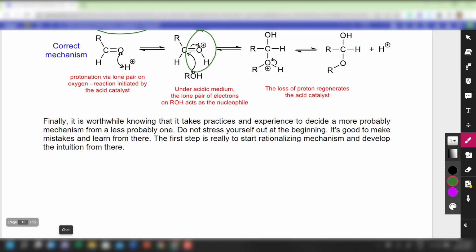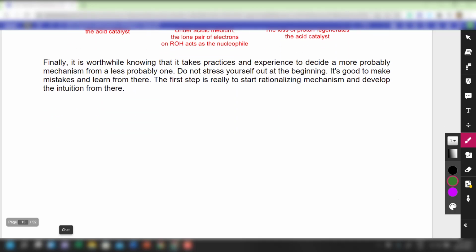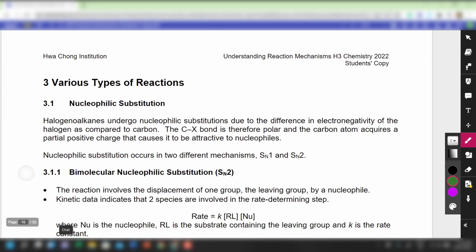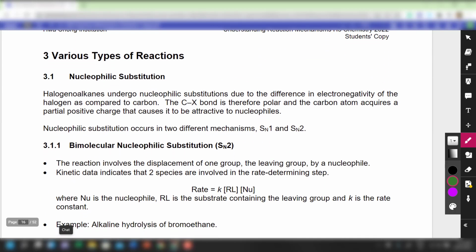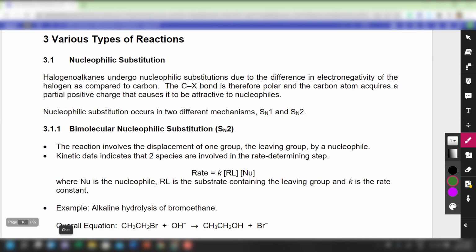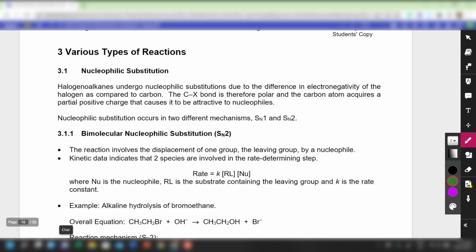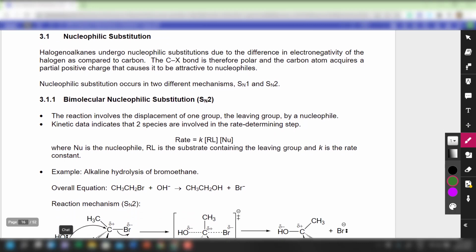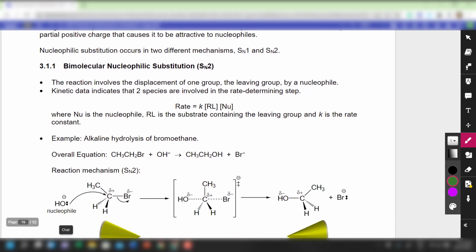Okay, so I think we are done with the review for the first few pages. The next part we're going to move on to is nucleophilic substitution. We have gone through this in our activity 4. I will not bore you with the details because they are actually quite similar to what you have in your H2 notes, except for a certain portion which I'm going to highlight to you.